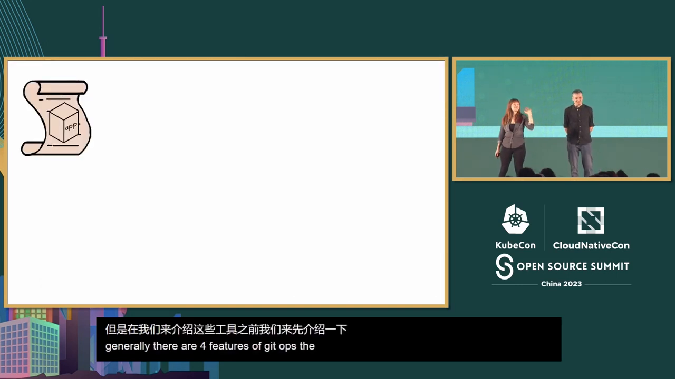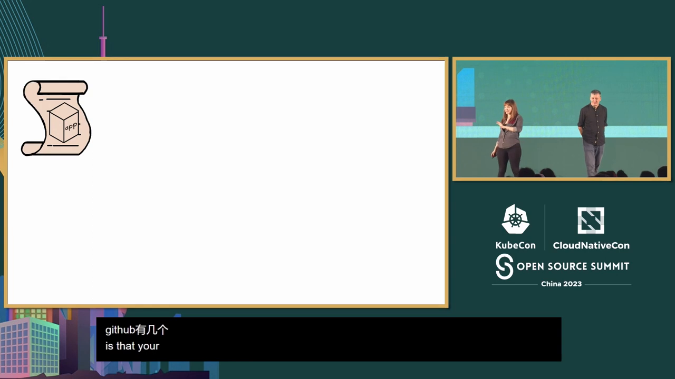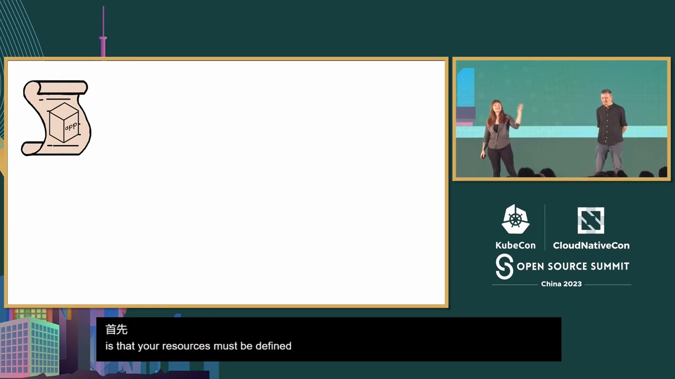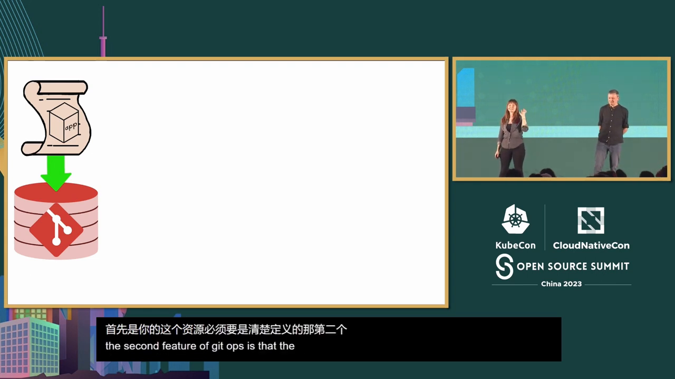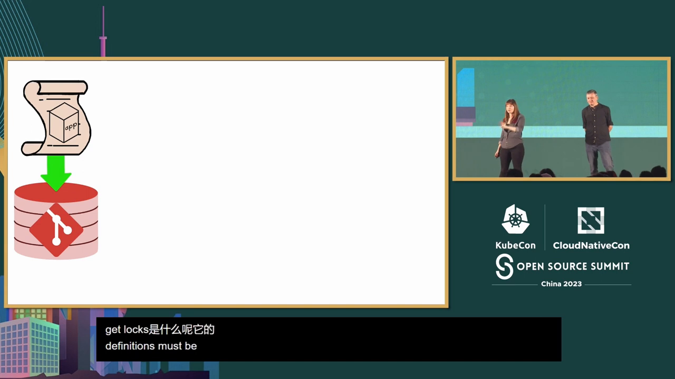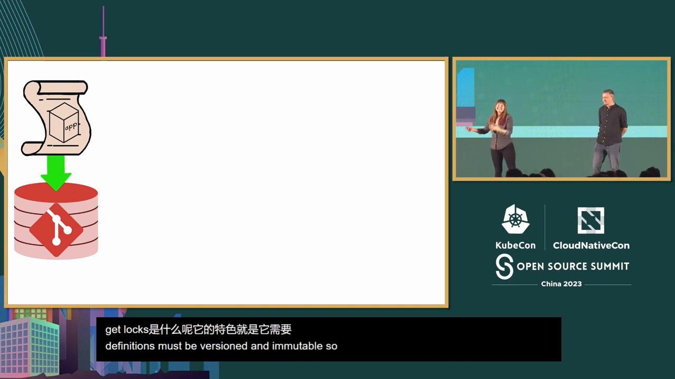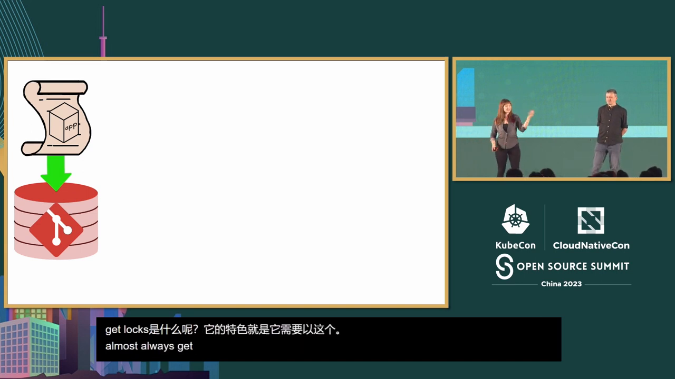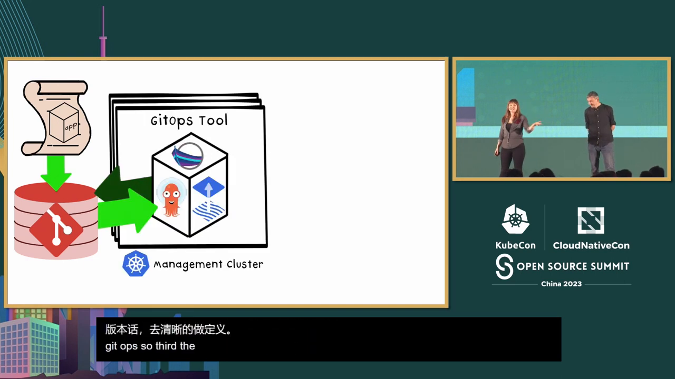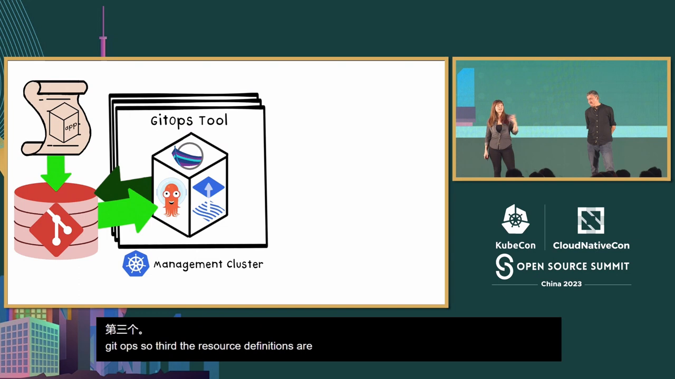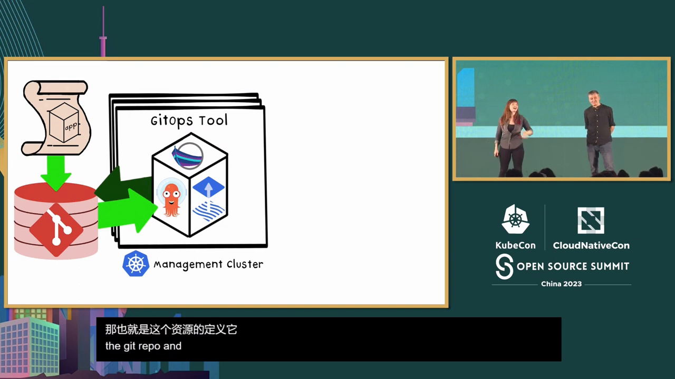The first one is that your resources must be defined declaratively. So here we've written an application manifest. The second feature of GitOps is that the resource definitions must be versioned and immutable. So almost always Git is used for this, putting the Git in GitOps. So third, the resource definitions are pulled automatically. So the GitOps tool does this. It watches the Git repo and at a periodic interval.